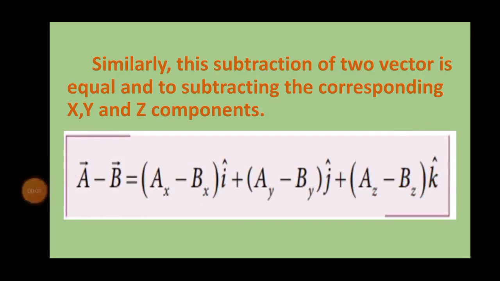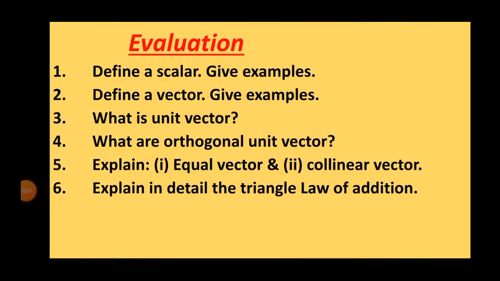Students, hope you understood. Next, go to discuss about evaluation. First question, define a scalar, give examples. Second one, define a vector, give examples. And third one, what is a unit vector? It is a very important 2 mark question, note it down. Fourth question, what are orthogonal unit vectors? Fifth question, explain equal vector and collinear vector. And last question, explain in detail the triangle law of addition. It is a very important 5 mark question.